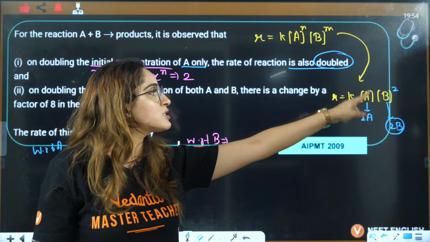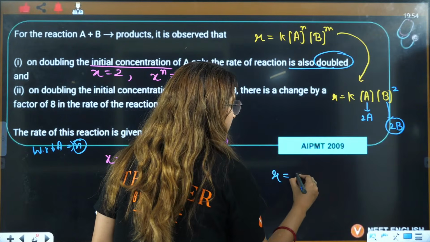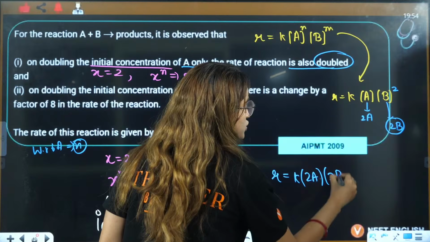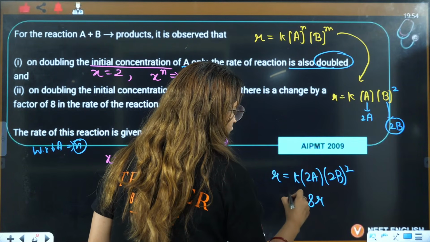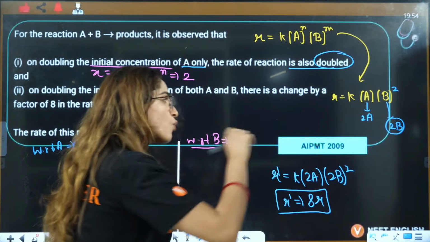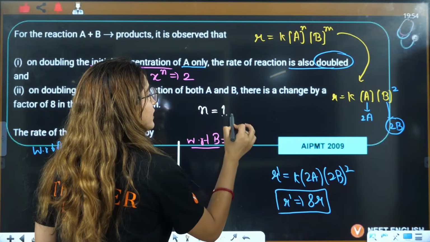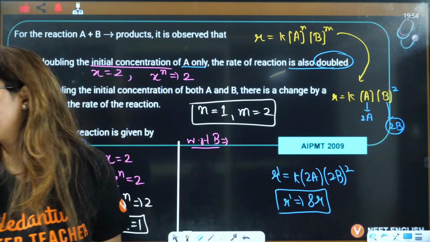If you put m is equal to 2, only then the rate of reaction is becoming K into 2A into 2B square. That is 8 times the old rate. This is only possible. So we can say n is equal to 1 and m is equal to 2. That is the correct answer here.